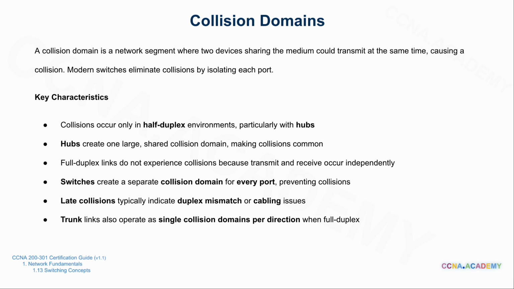A collision domain is simply the area where two devices could transmit at the same time and interfere with each other. This was common with hubs, where everyone shared the same medium. Modern switches change that completely by giving each port its own collision domain. That means devices can send and receive independently, especially when operating in full duplex. If you ever see late collisions or errors, that often points to a duplex mismatch or cable issue. Understanding collision domains is key to seeing how switches improve performance compared to old shared media networks.